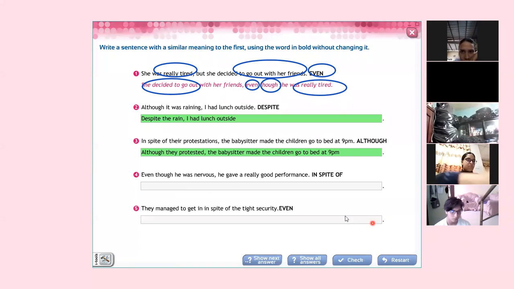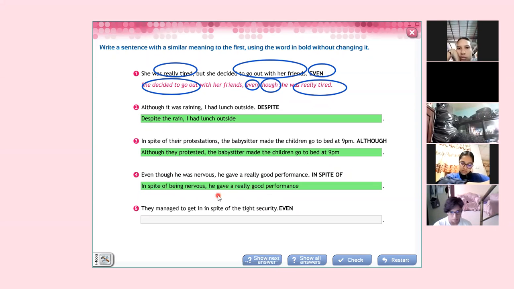Number 4, Daniel Remache. Thank you, mister. Even though he was nervous, he gave a really good performance. In spite of. What is your sentence? He gave a really good performance in spite of he was nervous. More or less. It's the other side. It's correct, but in the opposite. Now read. In spite of being nervous, he gave a really good performance. It's really good. It's okay. But it's recommended to use "in spite of being," okay? But for me, it's correct.